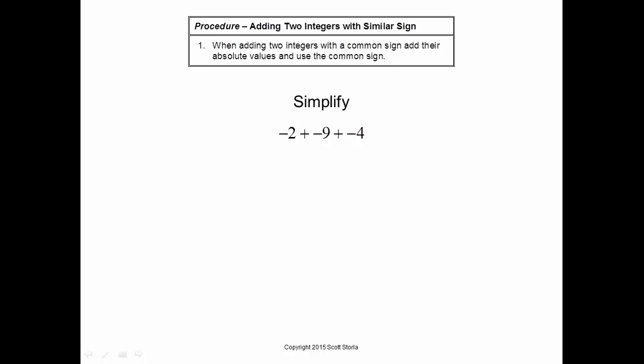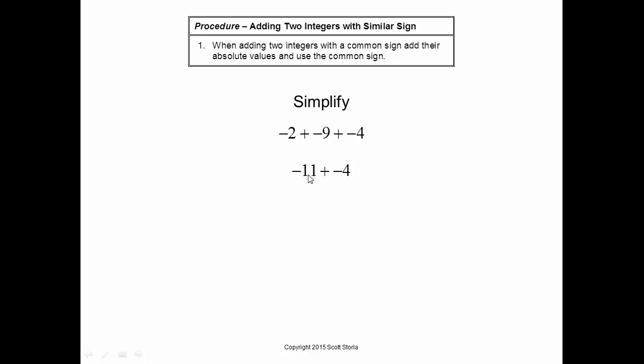Here's an example, and I'll run through this one. From now on, I'll use the word simplify, but I'll still expect that we count the operators and order them before we start simplifying. To simplify this problem, I start with the first two integers. It's an addition, and the signs are the same, so I add the absolute values. 9 and 2 is 11, and I keep the common sign, so I get a result of negative 11.